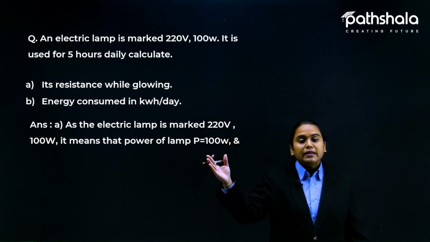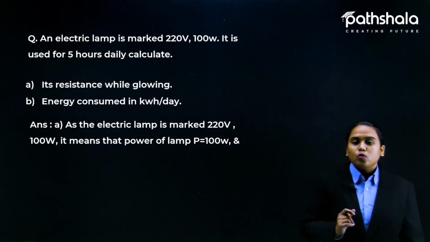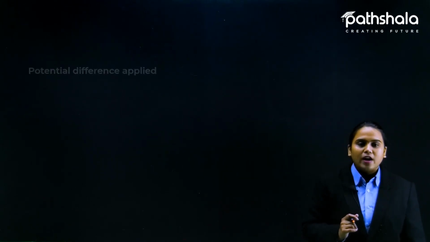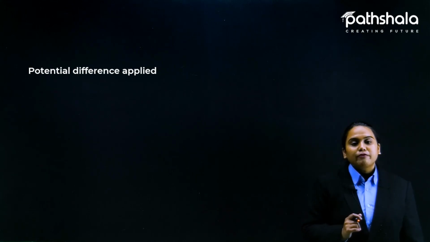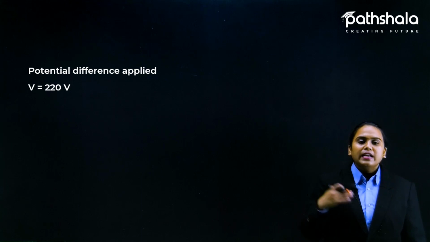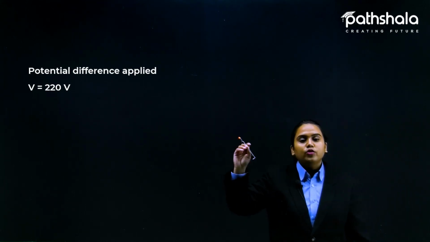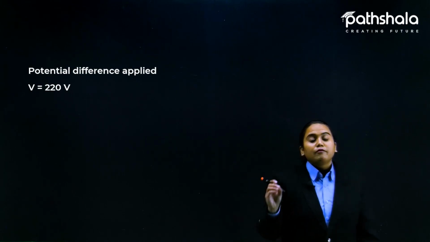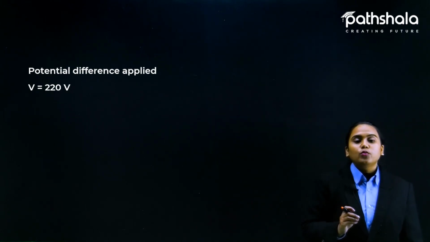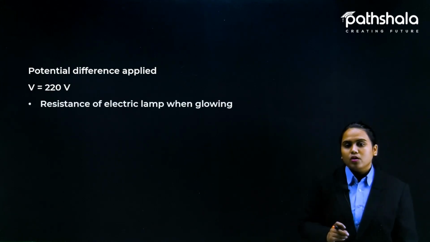Now, the answer. The electric lamp is marked for 220 volt and 100 watt. So we can say that P is equal to 100 watt and the potential difference applied is 220 volt, even in our homes. Remember that in our homes we only have 220 volt, and the frequency of the current coming to our home is 50 hertz. Remember that also. Fine.